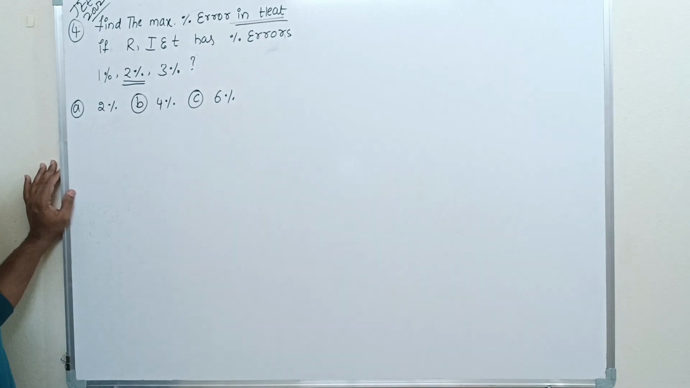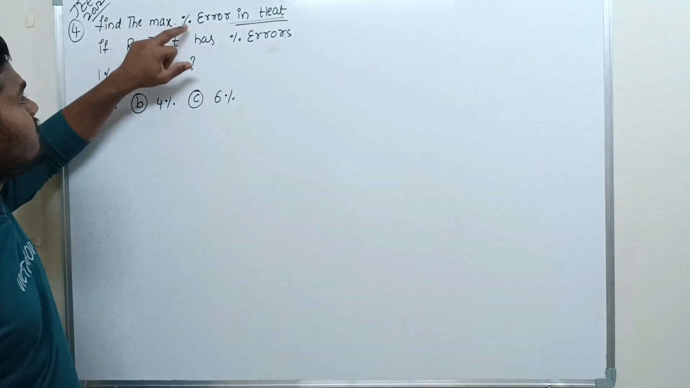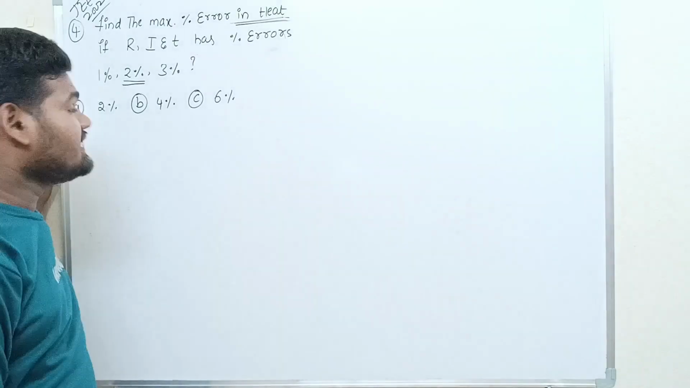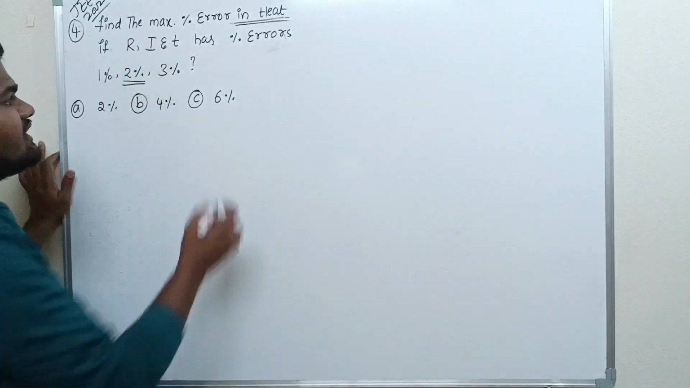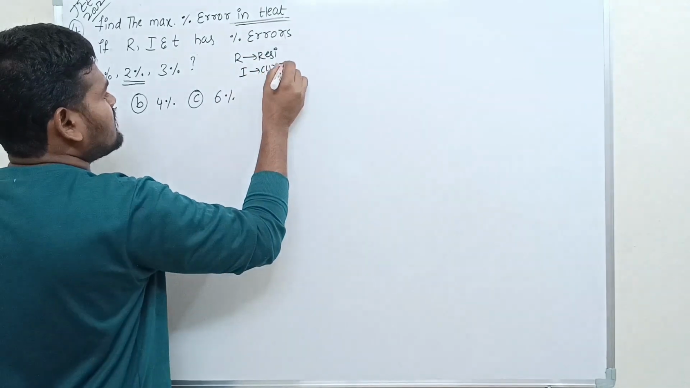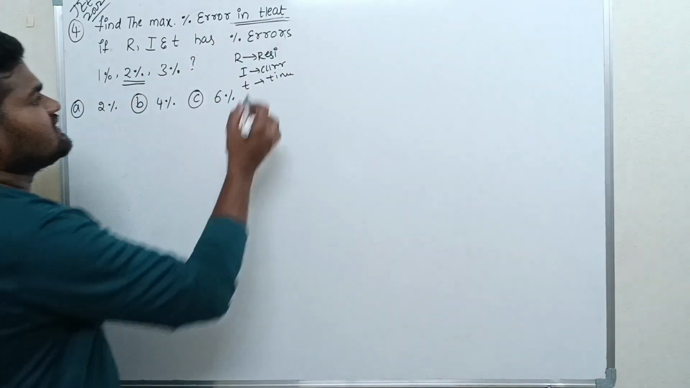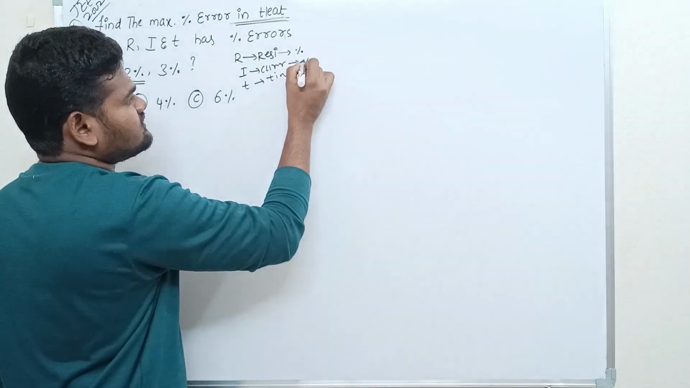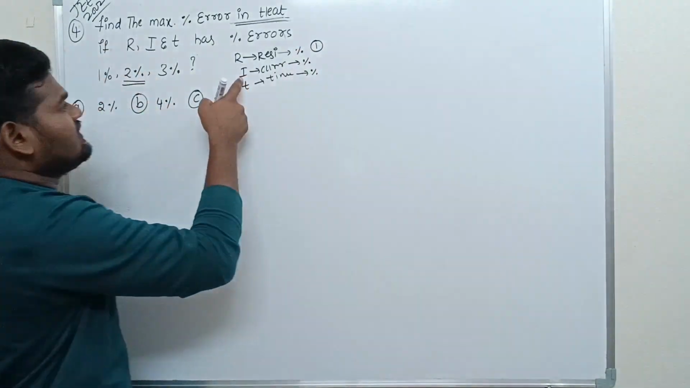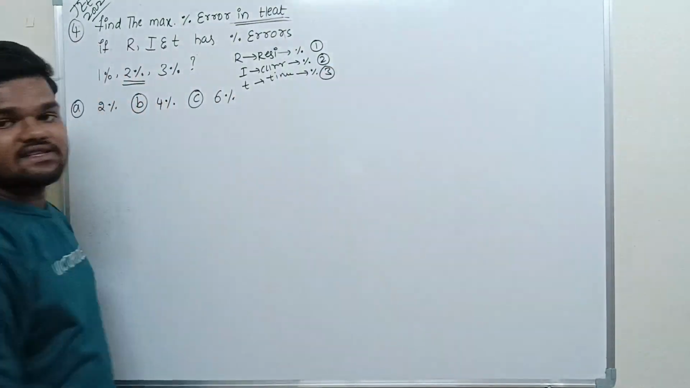Right. So here one more question is there, from JEE 2022. So what is given? Find the maximum percentage error in heat if R, I and T have percentage errors given. Here R is resistance, I means current and T means time. R has a percentage error of 1, I has a percentage error of 2, and T has a percentage error of 3.